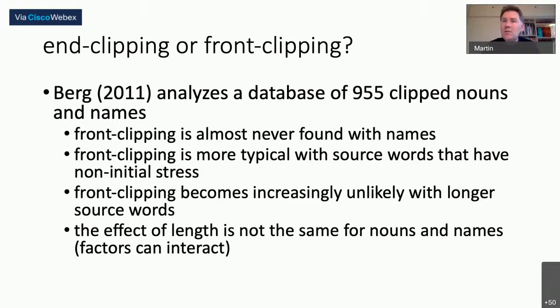Namely, for example, a difference with regard to nouns and names is that front clipping is almost never found with names. Yeah, so front clipping, things like gator, for example, from alligator, we do see that, at least some of the time with nouns, but with names, it seems to be quite rare. So Beth from Elizabeth is actually an exception. Yeah? Most name clippings keep the initial part of the name. So Ben from Benjamin, or Jenny from Jennifer, and things like that. Right. Another tendency is that front clipping is more typical with source words that have non-initial stress.